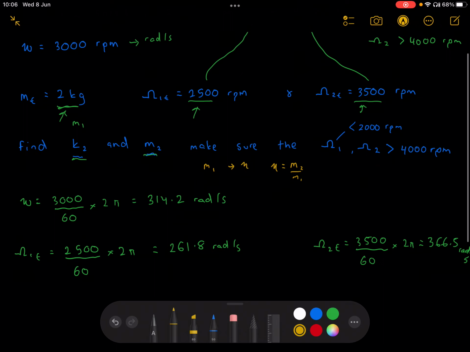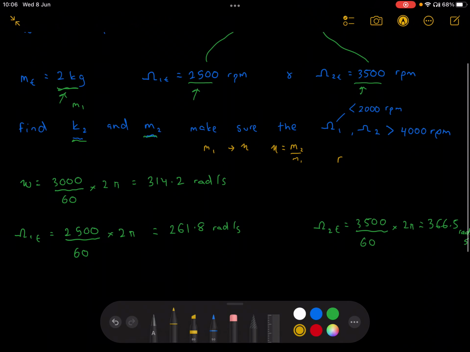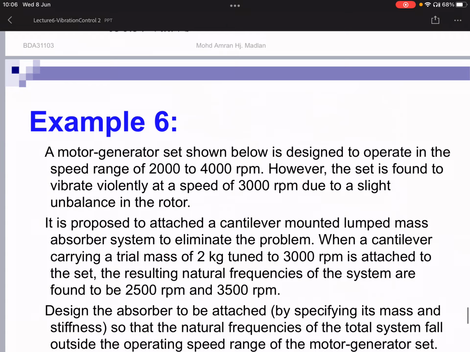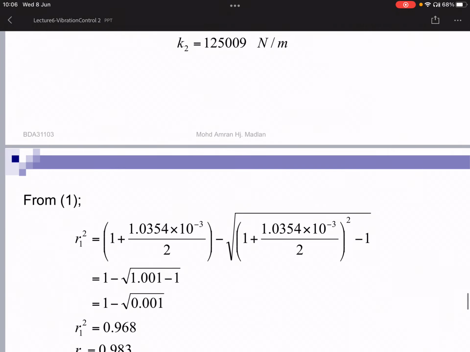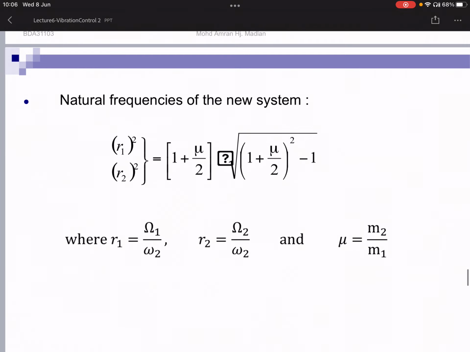Okay, so how do we find the mu? In order for us to find the mu, we need to determine the R. Refer to your lecture notes. Basically we need to find R first, and once we determine R, we can determine the rest.